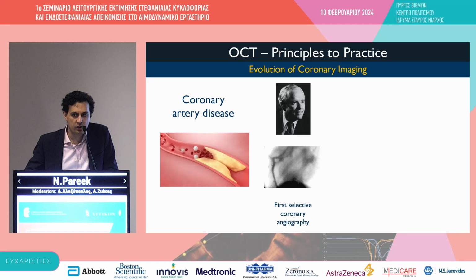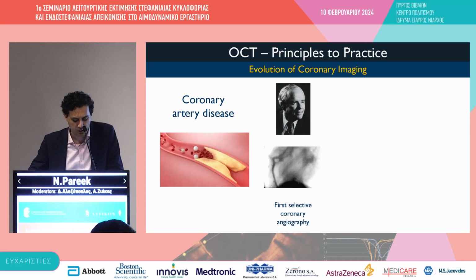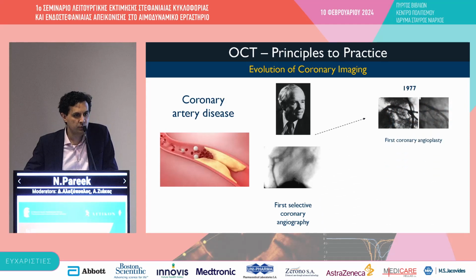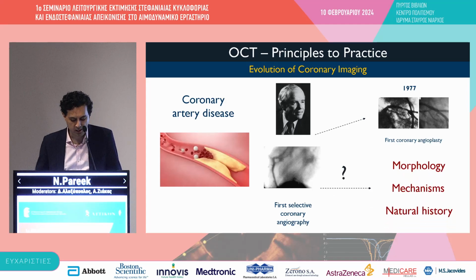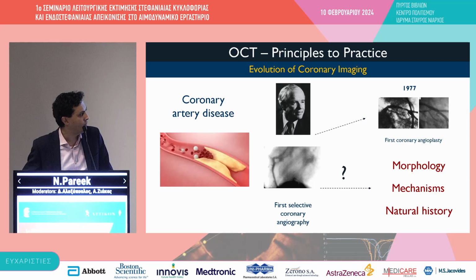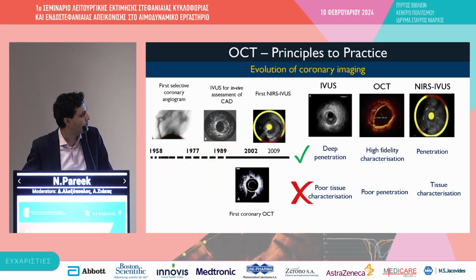If you look at that picture, angiography only gives you two things: lesional severity and the acute occlusion, which is great because we can then stent things. And this is probably one of the most important and transformative procedures in modern medicine. But there are very many limitations. We are unable to understand morphology, mechanisms, and also the natural history of the pathophysiological process.